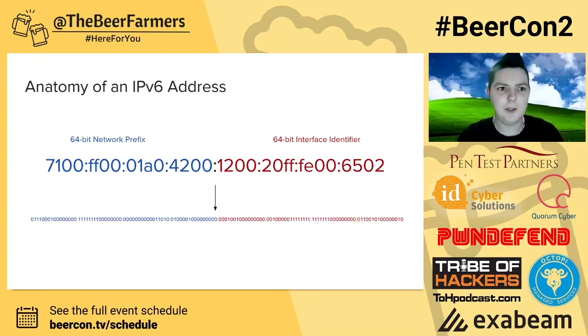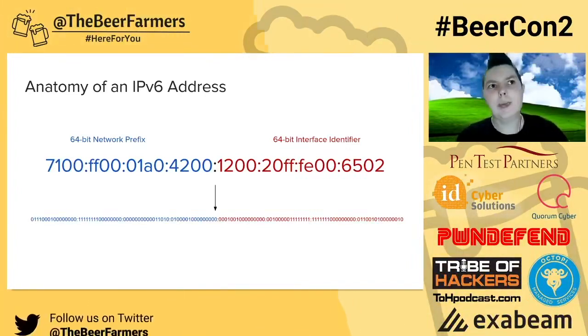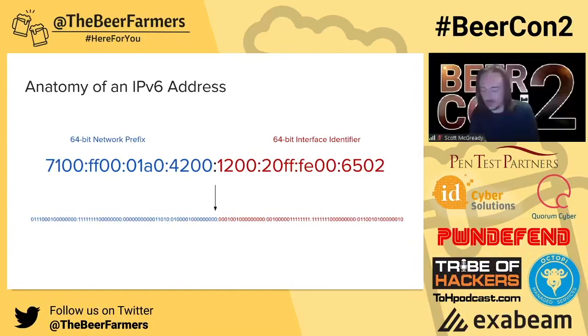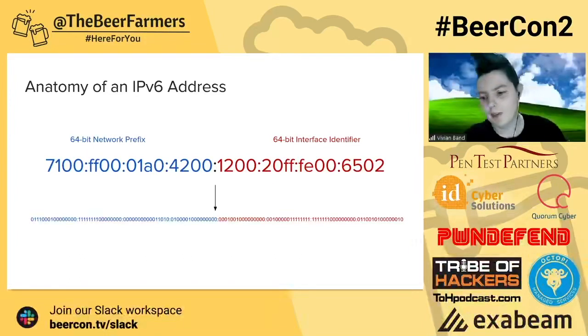They can be divided into two halves. The first half, the first 64 bits, is the network prefix. That means, on what network does this device actually live? If we're contacting it through the internet, this is the half of the address you want to look for. The second 64 bits is the interface identifier, which identifies this host on this particular network prefix.